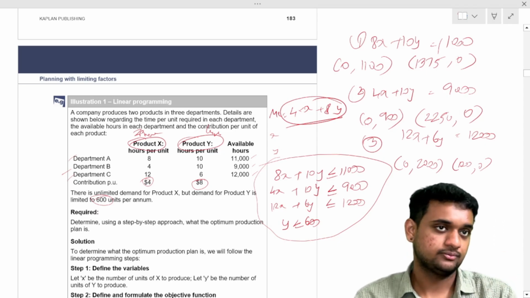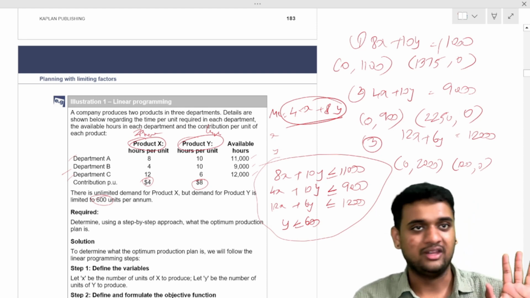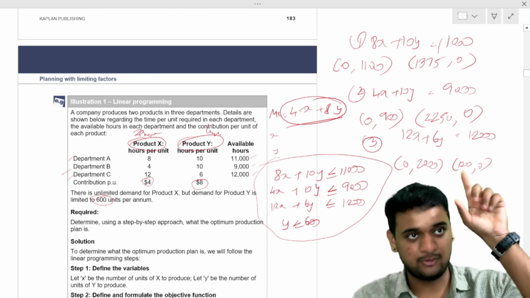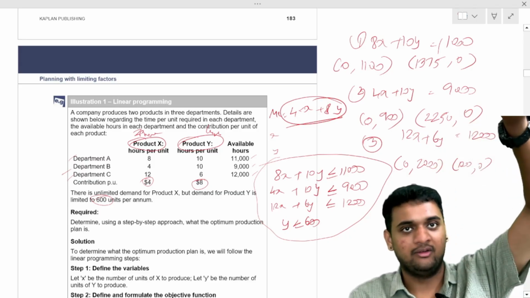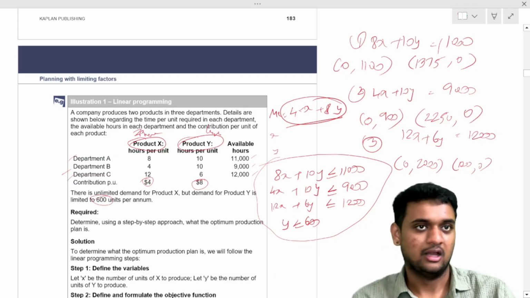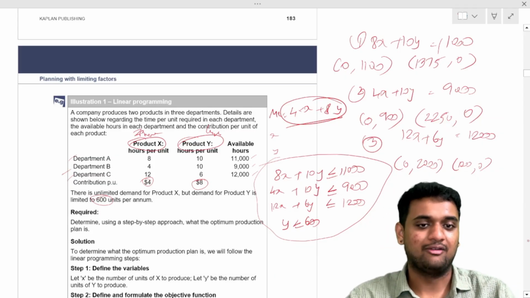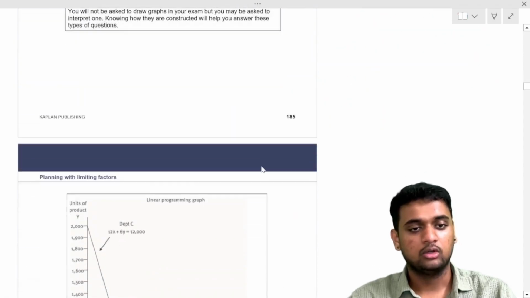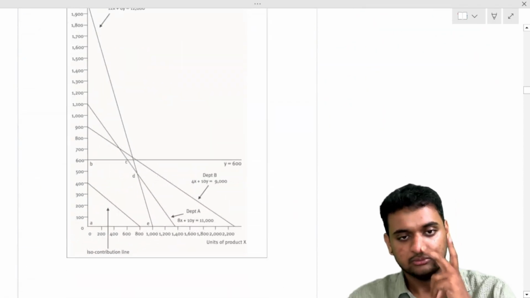Understood, all of you? We found 6 points, 2, 2, 2. Every 2 points will give 1 line. So we found 3 lines here. Understood? Now we will go to a graph. I don't want to draw a graph. Come down, there is a graph given to us.